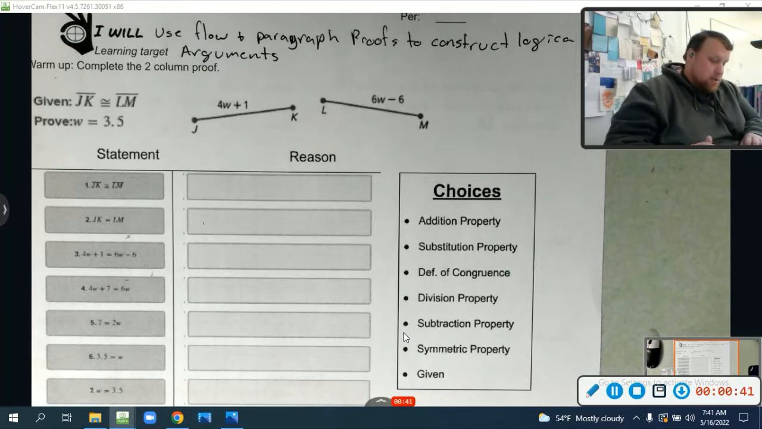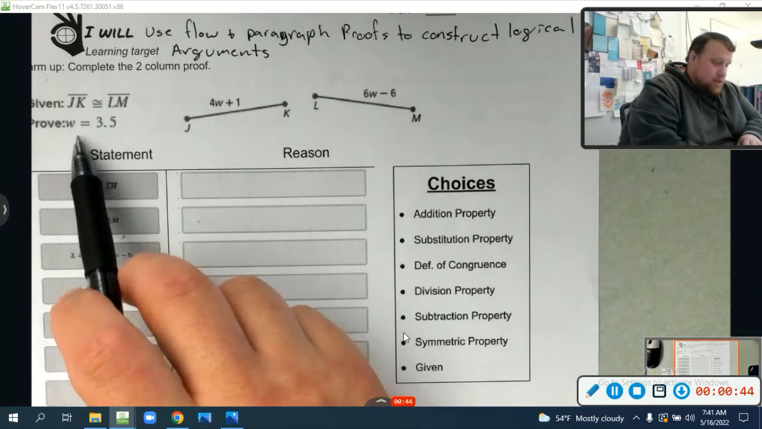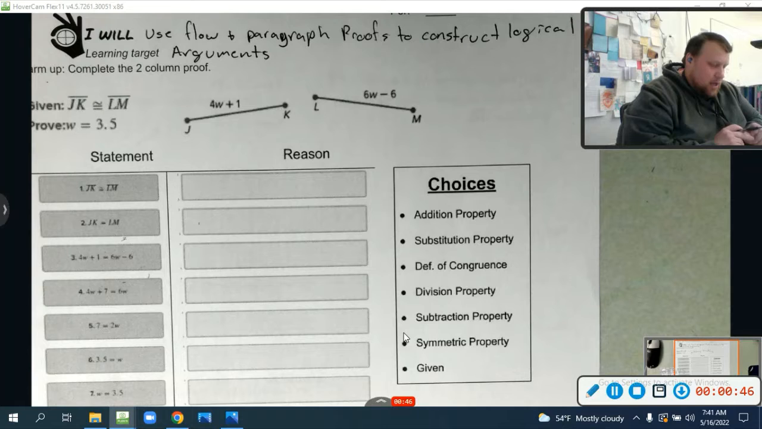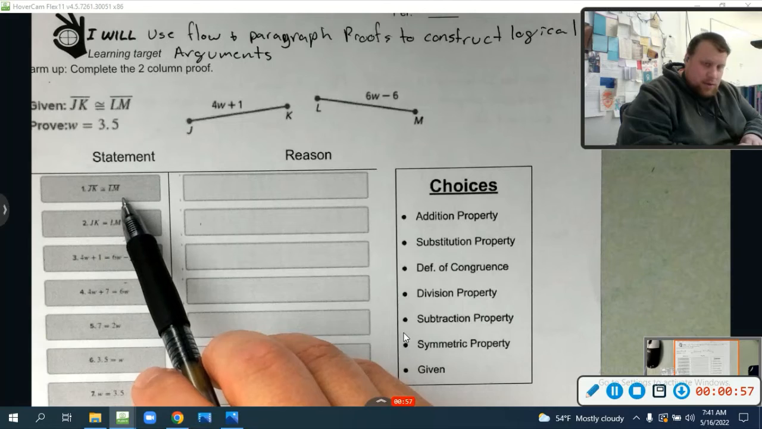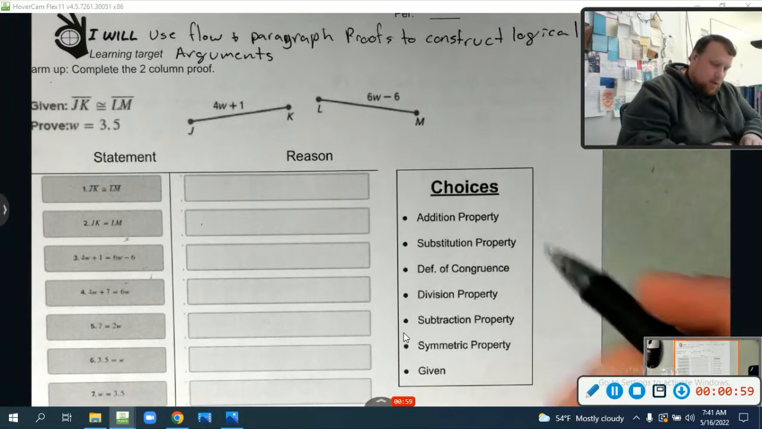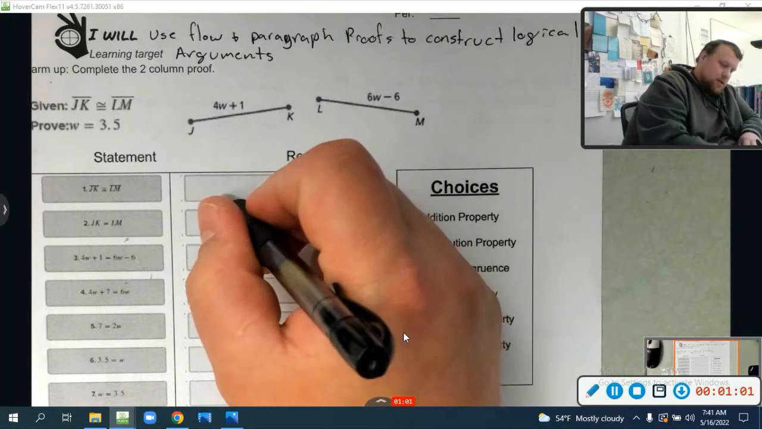All right. Assuming you paused it here. Okay, so what does it say? It says given segment JK is congruent to segment LM. Prove W equals 3.5. Sounds like a good deal. We start off right here with segment JK is congruent to segment LM. Well, that's just our given, right? So let's cross that out, given.